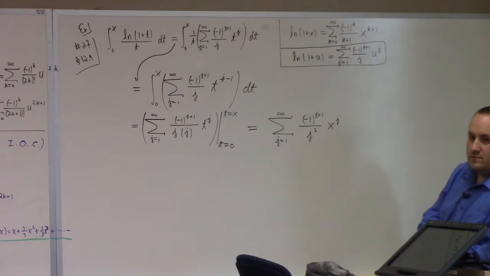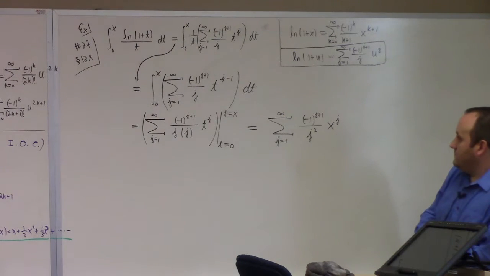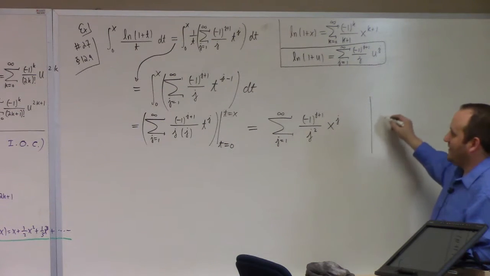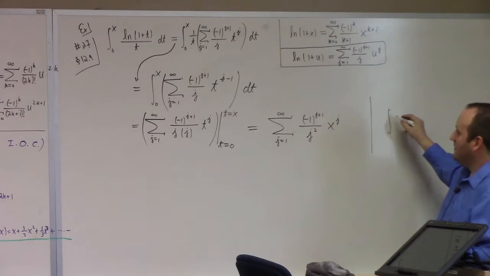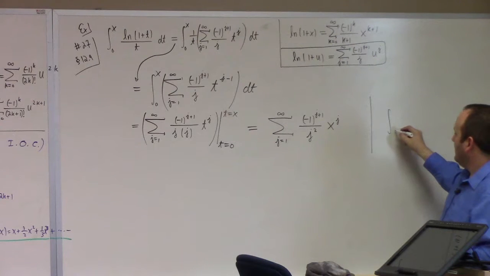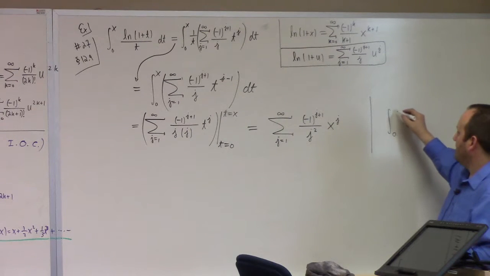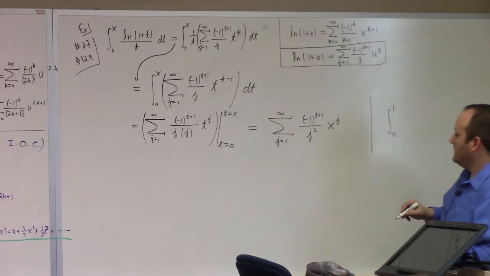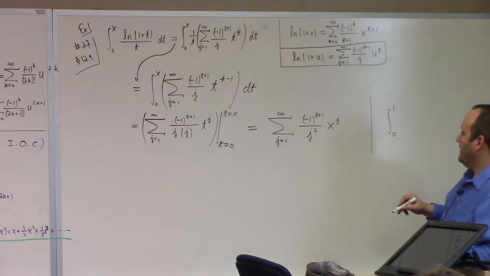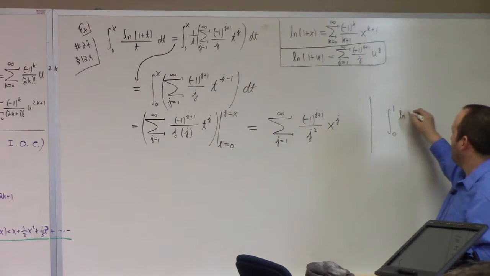Kind of interesting. It gives us a weird representation. One of the things I see from this example is a kind of fun application. Just a fun fact, this is neither here nor there. If you calculate the integral from 0 to 1, for example, of the natural log of 1 plus t over t, what would that mean?